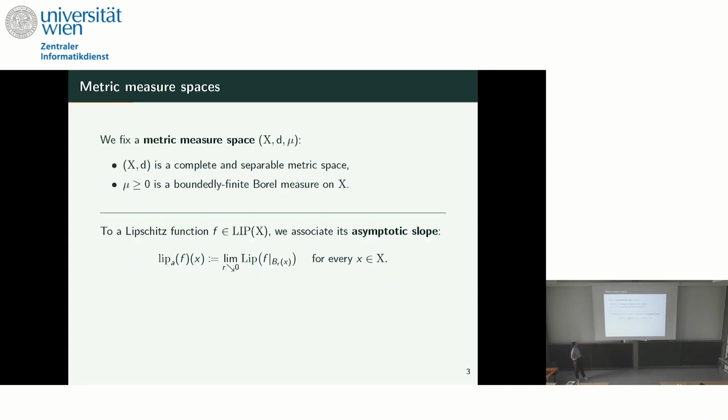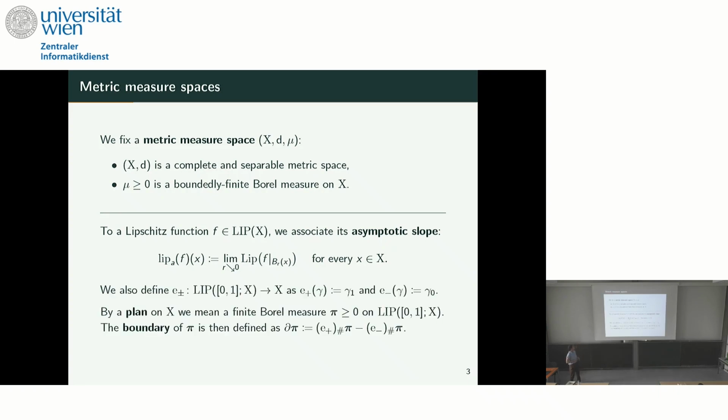So I'm going to fix a metric measure space (X,d,μ), where (X,d) is a complete and separable metric space, while μ is a non-negative boundedly finite Borel measure on X. And just a couple of words of notation. For any given Lipschitz function f, I'm going to denote by lip f its asymptotic slope, which is the limit as r goes to 0 of the Lipschitz constant of f when restricted to a ball at the point x of radius r.